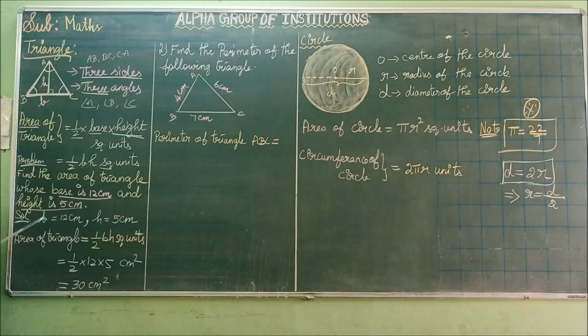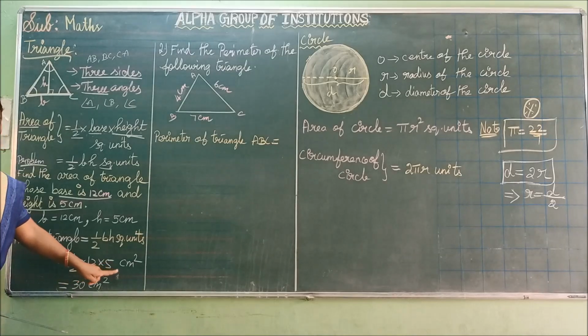In the solution part you have to write the given data. Okay. Next we are going to calculate the area of triangle. We know the formula, area of triangle equal to half BH square units. So you have to write half into what is the value of B? 12. Into what is the value of H? 5. So 1 by 2 into 12 into 5.